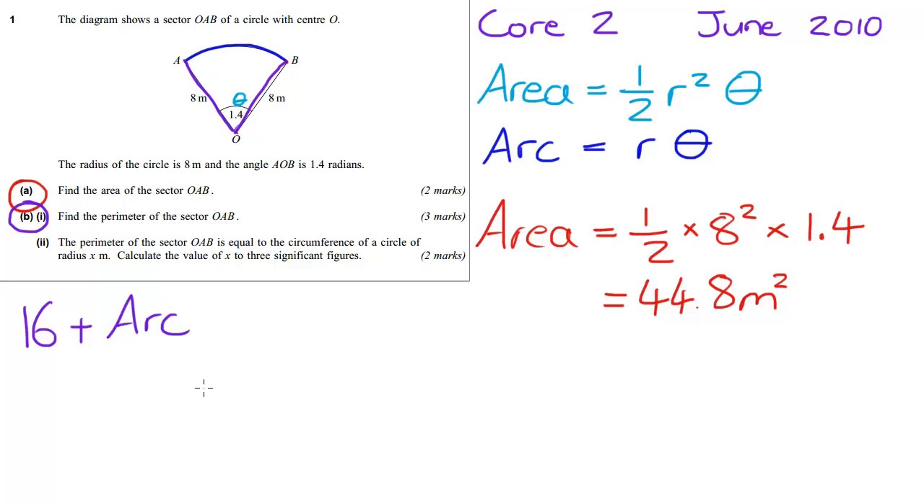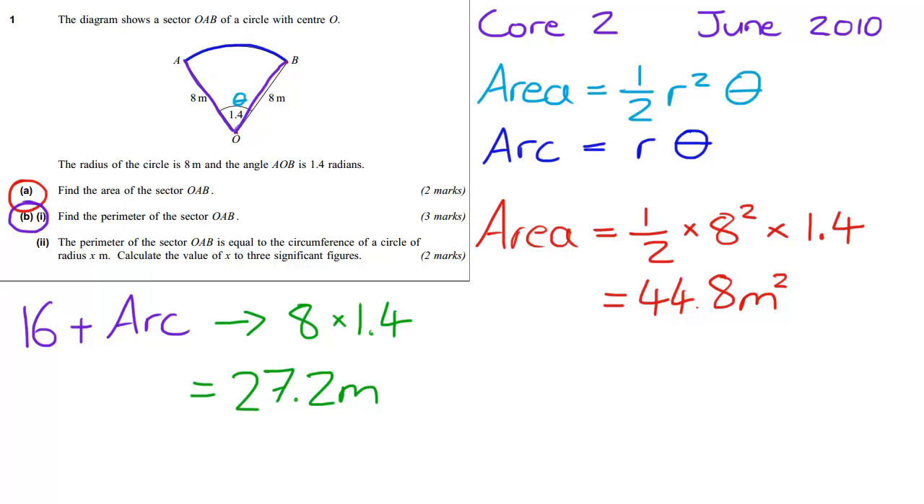And our arc is going to be r times theta. So again, 8 times 1.4. And if we do 16 plus 8 times 1.4, then we are going to get our perimeter as being 27.2 meters. That's this edge along here, our arc, and this edge all the way down here again.